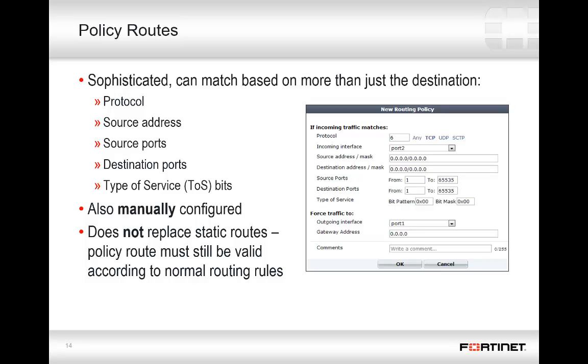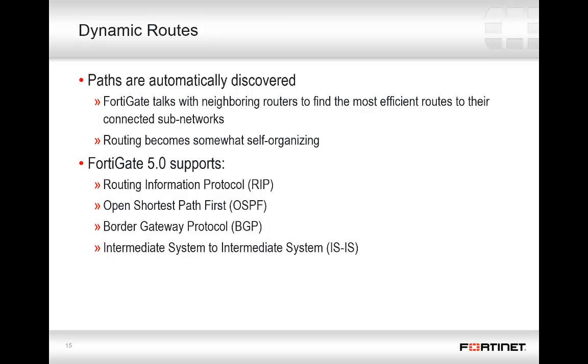Manually configuring distances and priorities in large networks can be time-consuming. How can we configure routes more quickly? For large networks, manually configuring hundreds of static routes and policy routes may not be practical. Your FortiGate can help by configuring routes automatically.